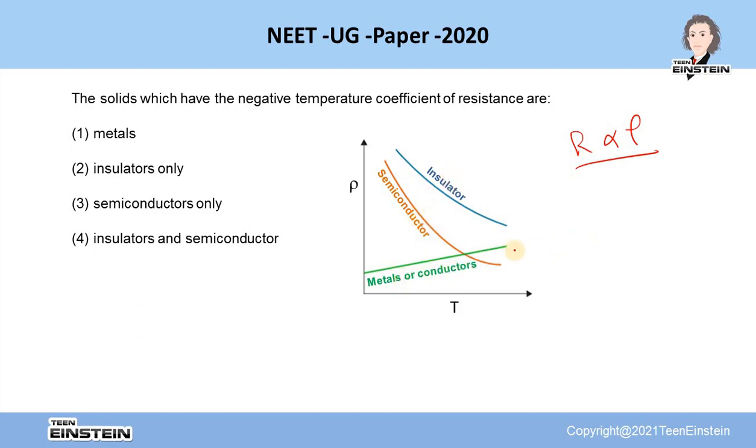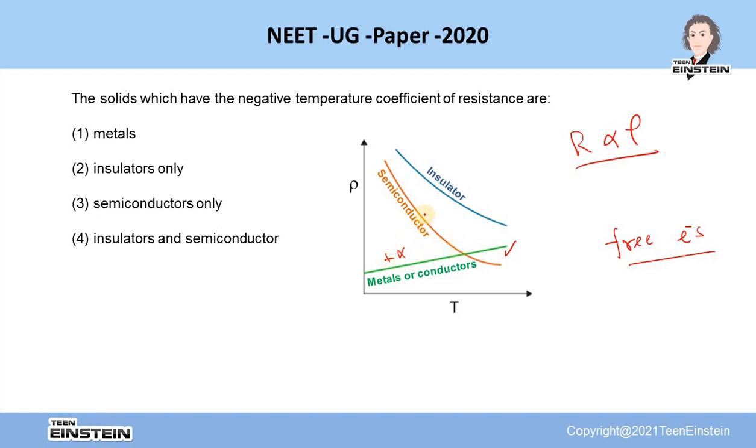In case of conductors, what happens? They have free electrons as charge carriers. And as temperature increases, the number of free electrons does not increase. Rather, the scattering of the electrons increases. And therefore the resistivity or the resistance increases for conductors or metals as the temperature increases. So this is for conductors, hence they have positive temperature coefficient of resistance. Generally it is written as alpha.